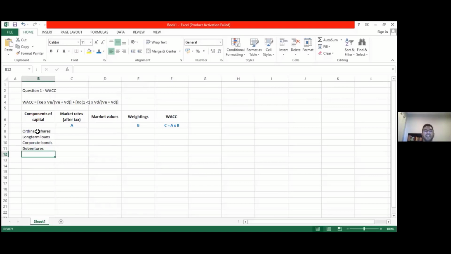We don't take into account non-distributable reserves and retained earnings. The reason being is the market value of ordinary shares will factor all of that in. So just keep in mind, we don't take retained earnings and other reserves into account. We don't list it in our components of capital. Why? Because the market value of ordinary shares will factor that in. So just be aware of that.